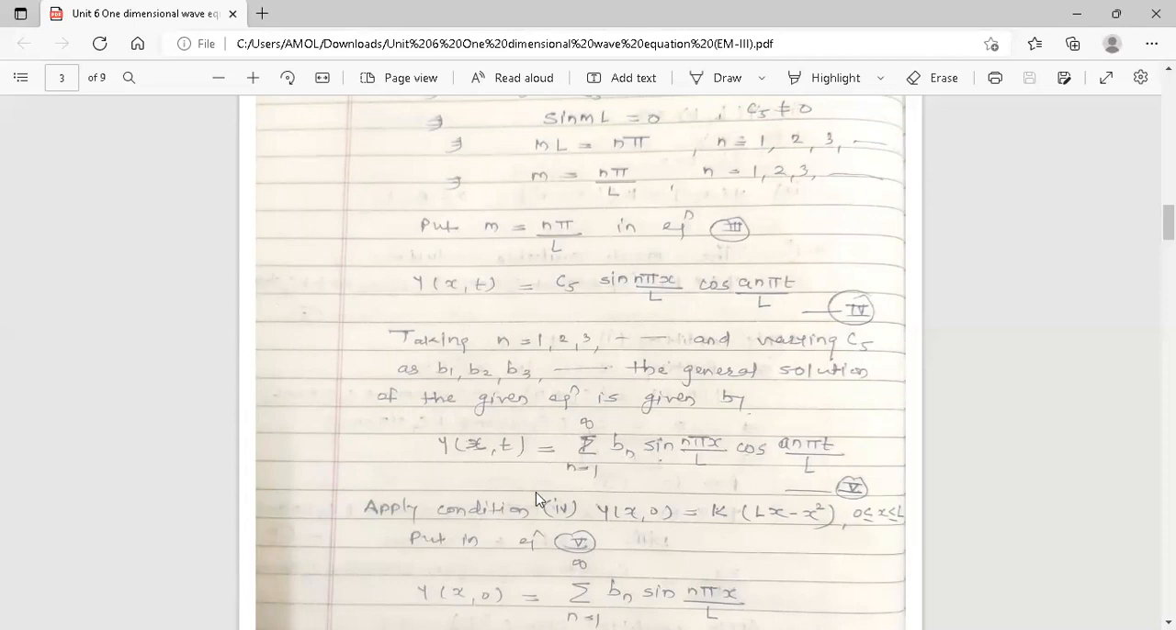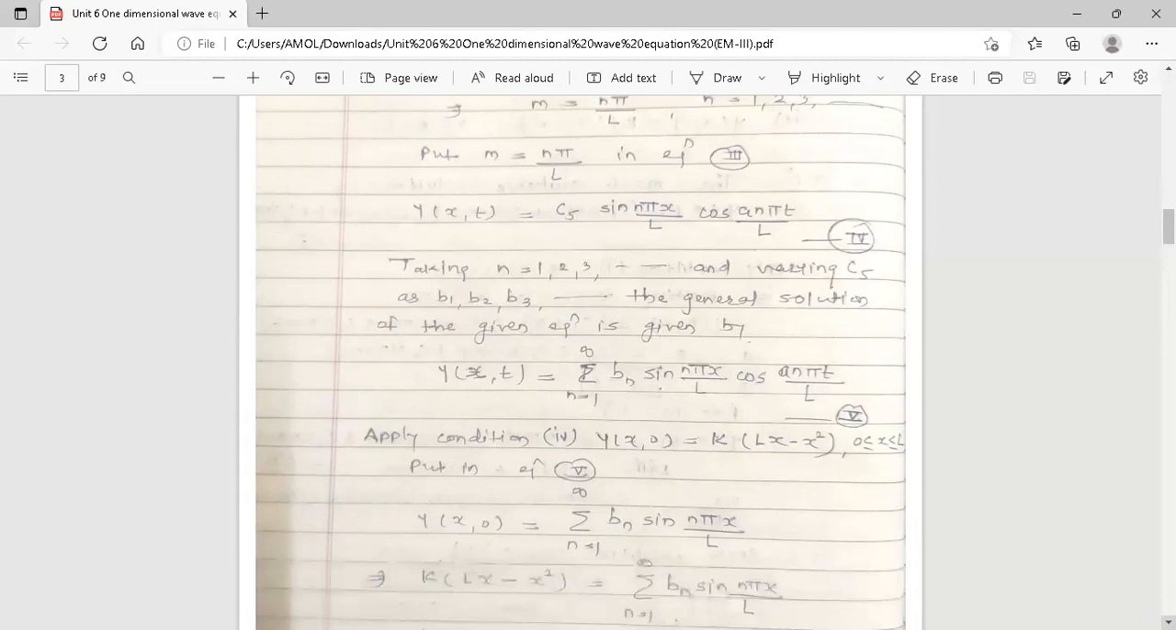Okay. Here y of x is equal to summation bn sin n pi x upon l. We have replaced this arbitrary constant c5 by bn. Our aim is only to find the value of c5. Now, we have converted that c5 in terms of bn, because when n is equal to 1, 2, 3, and so on, c5 is varying as b1, b2, b3, the general solution of the equation is given by summation bn sin n pi x upon l into cos of a n pi t upon l, n varies from 1 to infinity. So this is your latest solution, equation number 5.